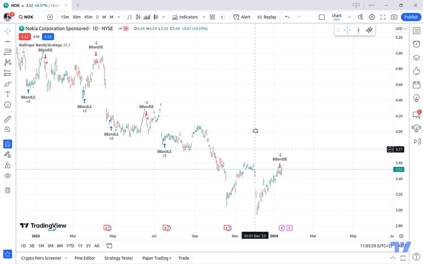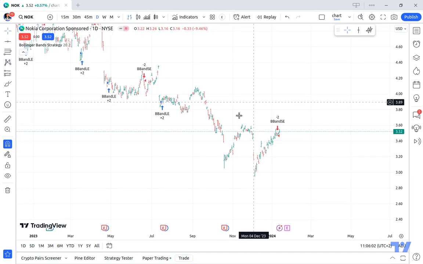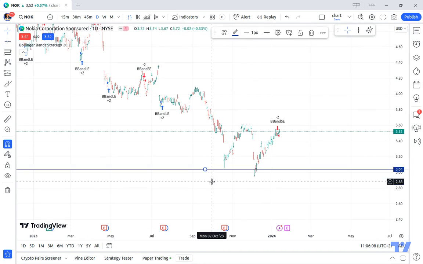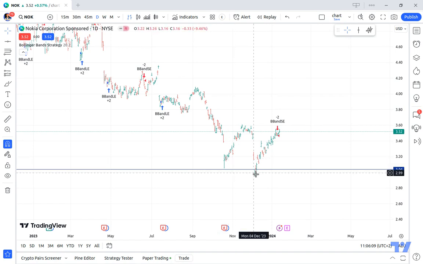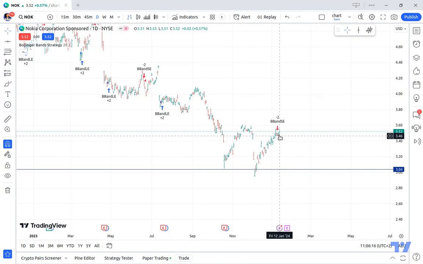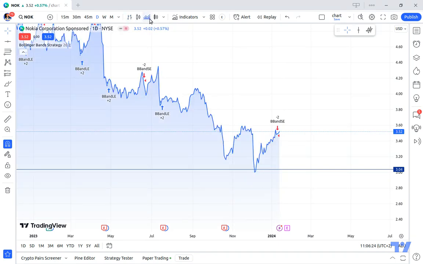So this is a double bottom. There we go. This is a double bottom pattern right here, and this signals a reversal, a bullish divergence. It may be hard to see with the candles, but you can see this is a double bottom right here.